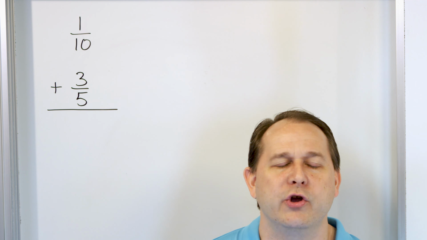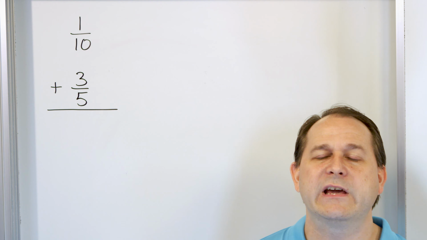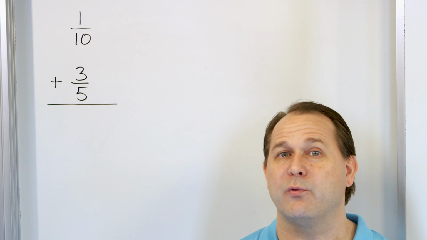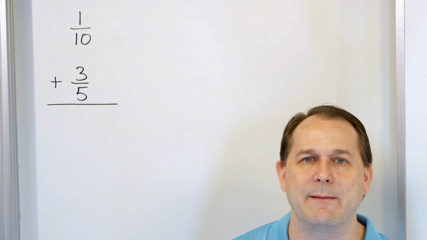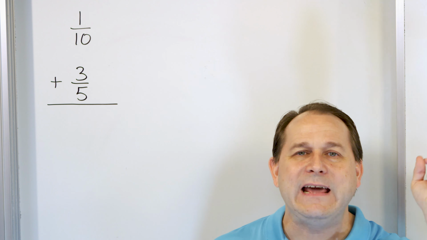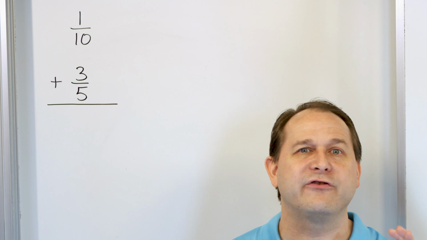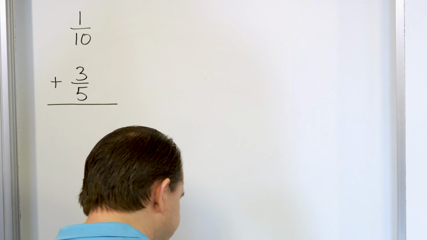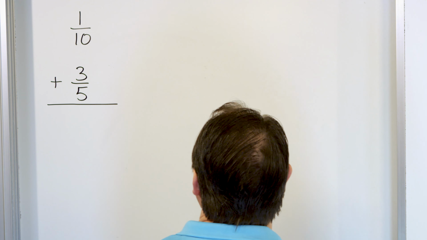Now we know that we can change fractions, right? We can multiply or divide a fraction by any number we want as long as we do it to the top and the bottom of the fraction. So what we're going to do is change one or both of these fractions so that the new fractions have a common denominator, or the same denominator. Before we get to that point, let's take a look.